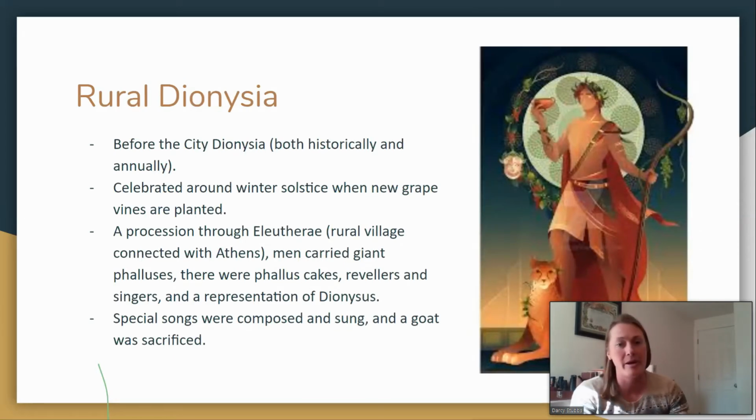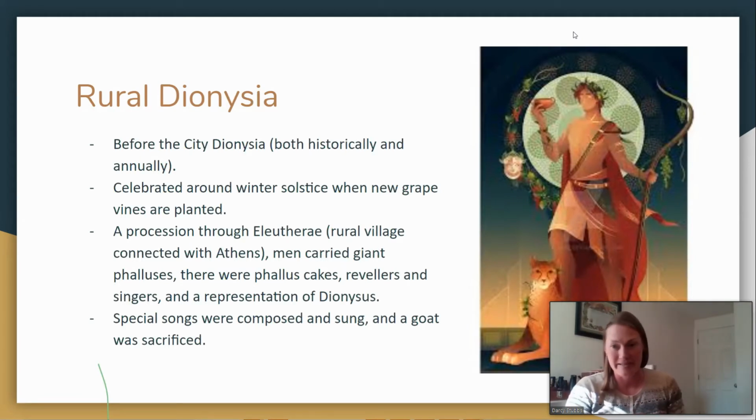So Pong already talked about the city of Euripides, which is a rural village outside of Athens, but connected to the city. So during the rural Dionysia, a procession would go through the city, and men would carry giant phalluses through the city. And then there would be women singers and revelers and dancing, and it sounds like it would be a great time. There were phallus cakes. I know that's a big surprise. We haven't really seen that before anywhere, have we? So we see them here too at this festival.